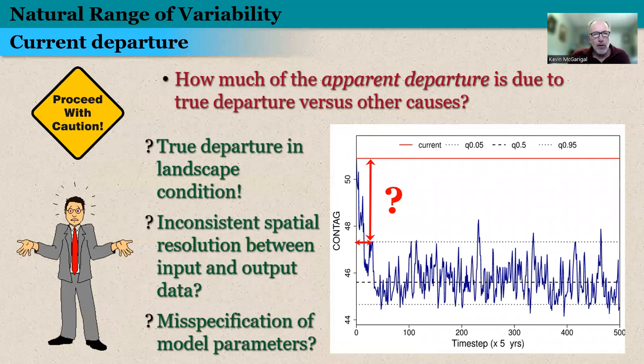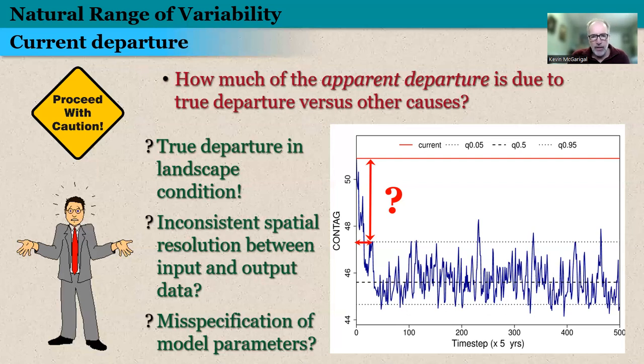Another concern with current departure assessments is understanding and being aware of how much of the quote apparent departure is due to true departure versus potentially other causes. So in the example here, we have a trajectory over time in the contagion metric, a measure of overall vegetation clumpiness. And we see at time 0, which represents the current landscape, the value is quite high. So let's say on the order of 52.